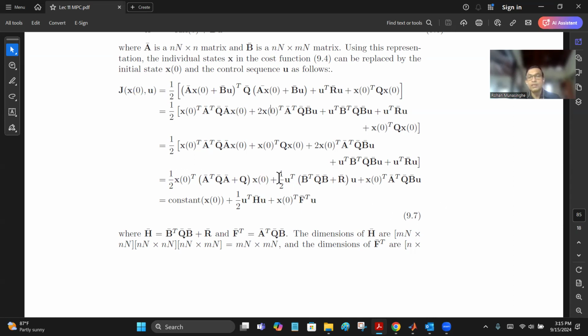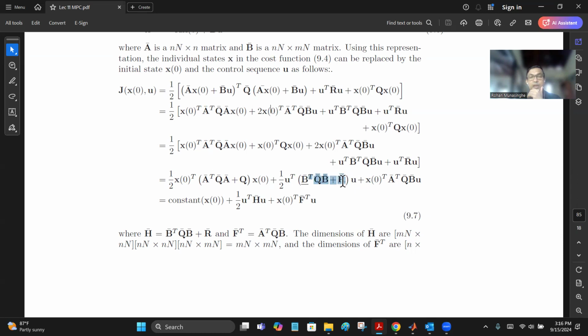Keep only the terms which are affected by u, okay? Because we want to reduce the cost in those elements by selecting proper u. Therefore, the first term goes out. The second and third terms remain. So we now write down again to simplify this.